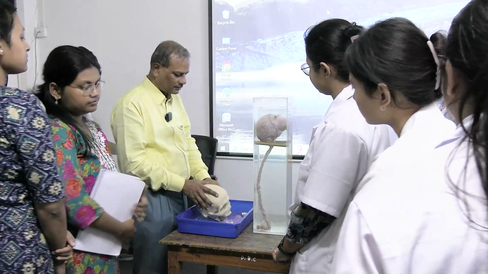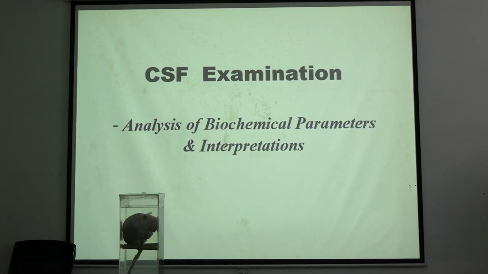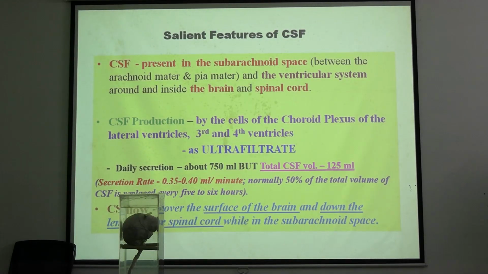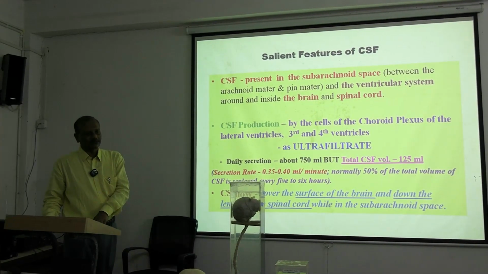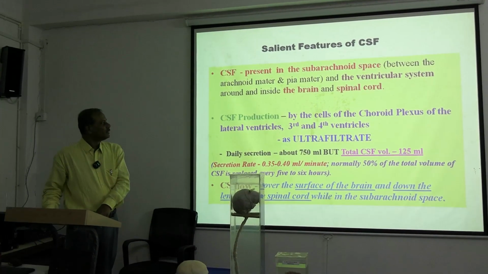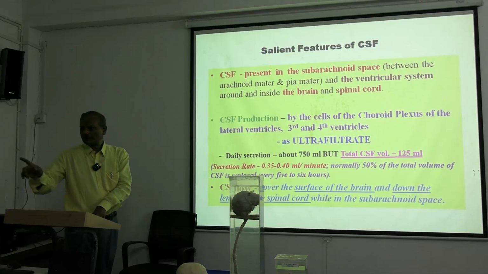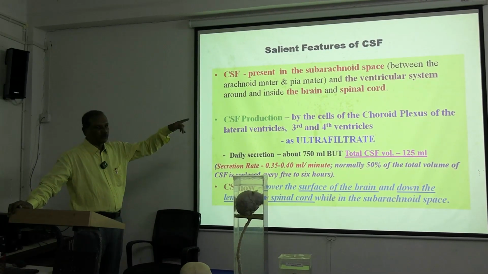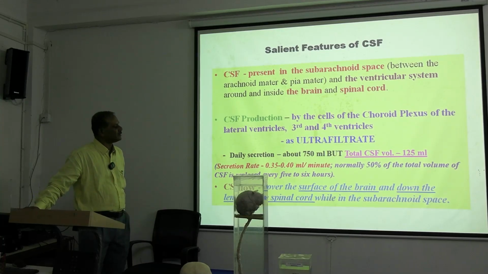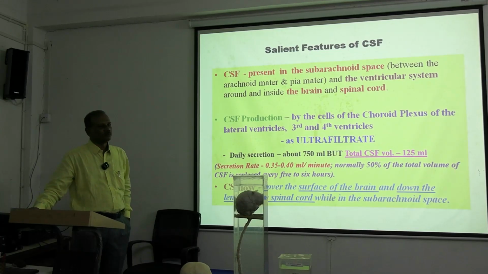Now sit down. So what I have discussed, write down where it is present. CSF is present in the subarachnoid space. At least you must be able to tell this. Between the arachnoid matter and pia matter, as you have learned. The ventricular system I will show. Around and inside the brain and the spinal cord. Where CSF is present, you must have this much information.